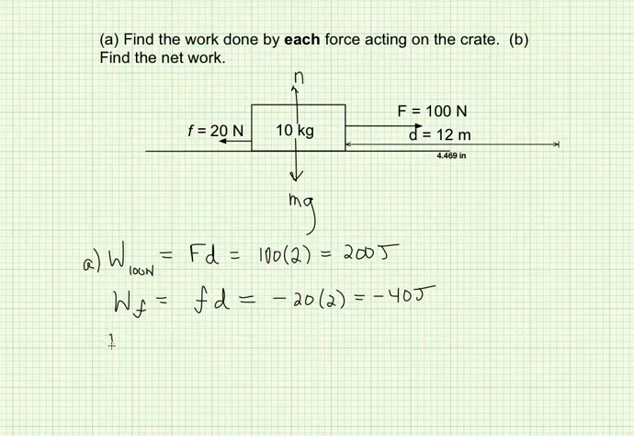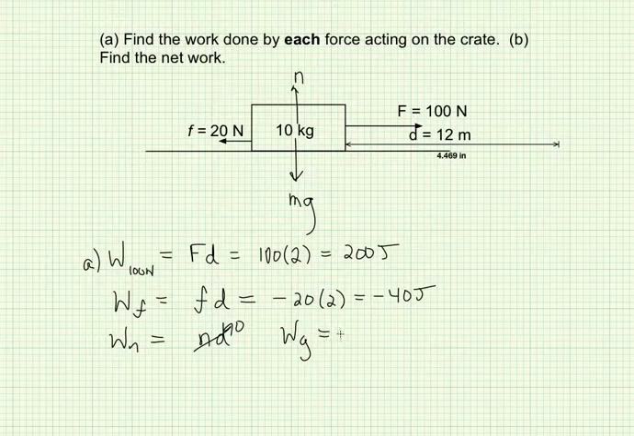Next, let's take the work done by the normal, and it's going to be the normal force times the distance, but these two are perpendicular to each other. If I entered cosine of 90, that would give me 0. So the normal force is doing no work on the crate. Finally, let's do it for gravity. Again, this is going to be mg times the distance. Again, mg is perpendicular to the displacement. That means there will be no work being done by gravity.